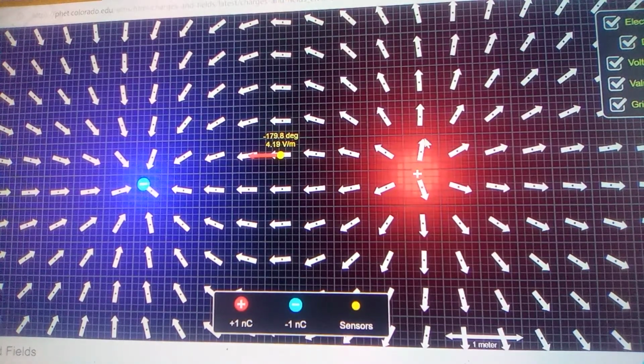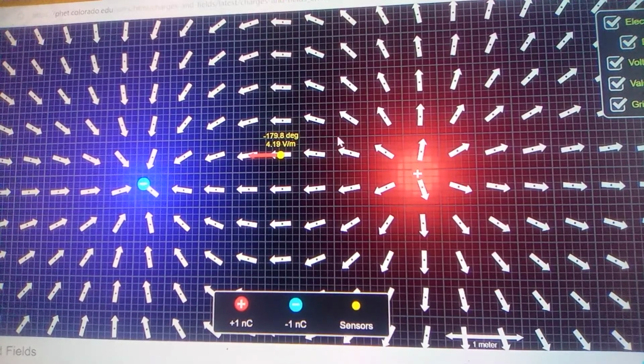So now you have seen the effect of bringing either negative or positive charges together with another charge. You see there will be either attraction or repulsion depending on the types of those two charges. So this is the end of our experiment.